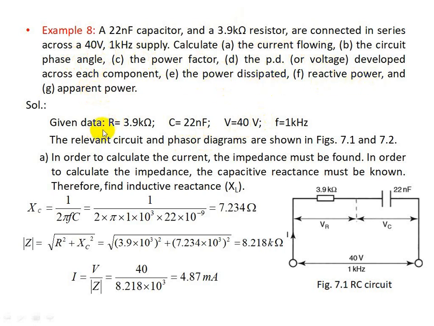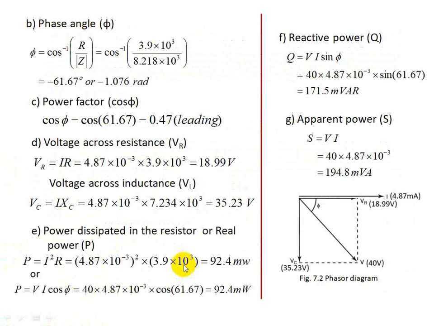Given data are the resistance value, the capacitance value, and the voltage and frequency. First we have to find the current. To find the current, we use the formula V by Z. To find Z, we have to know R and XC. R is known, we have to find XC. XC is 1 by 2 pi f C. So find XC, then substitute in this expression, get Z, then substitute Z in this expression, and you will get the current as 4.87 milliampere.